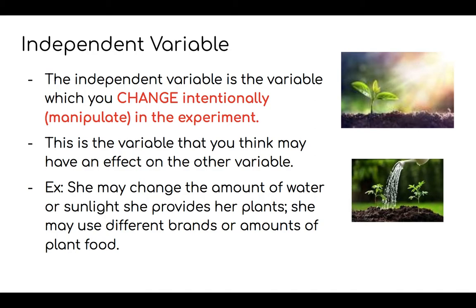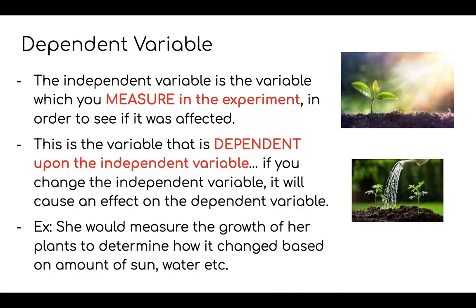Okay, another example here that I mentioned, she could use a different brand of plant food. Maybe for some of her plants she uses Miracle Grow. For some others she uses the generic kind that she got from the dollar store, and trying to see what effect that they have on those plants. That leads us right to my other variable. So my dependent variable is the one that I'm going to look at in the end. This is the one that I'm going to measure in order to determine if the changes I made to that independent variable have any effect.